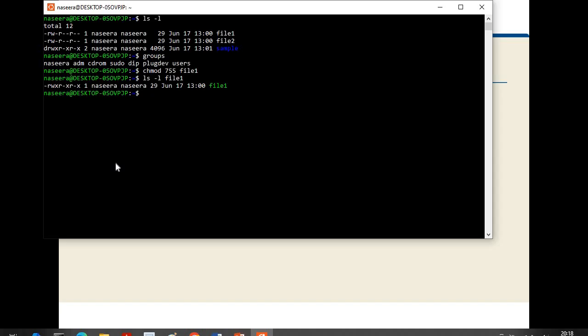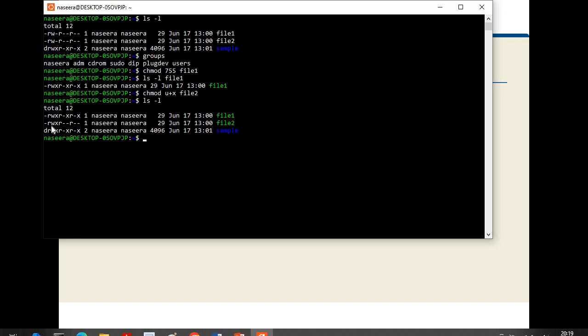Here I am going to change the file permissions for file 2. chmod u, where u stands for user. I am adding the execute permission because there is no execute permission for file 2. For user, I am giving the execute permission for file 2. Now see the output, ls -l. See, read, write, execute. So execute permission is added to file 2.